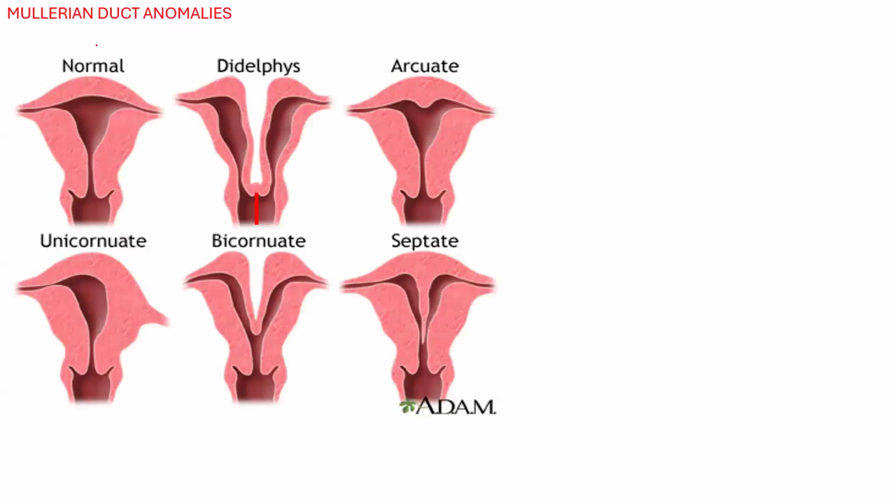So this is how a normal uterus should look. But now look at this one. In this one, you can see that the two Müllerian ducts did not fuse. So this person has two uterine horns, two uterine cavities, and two vaginas. I did not say two husbands. So that is known as the uterine didelphys.